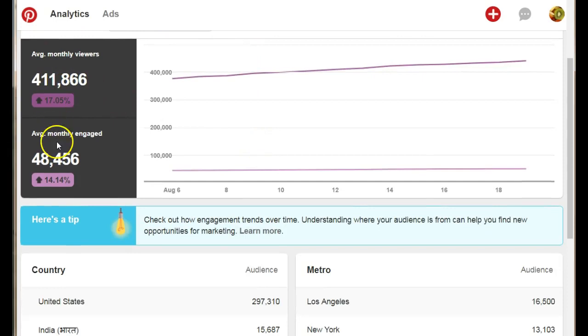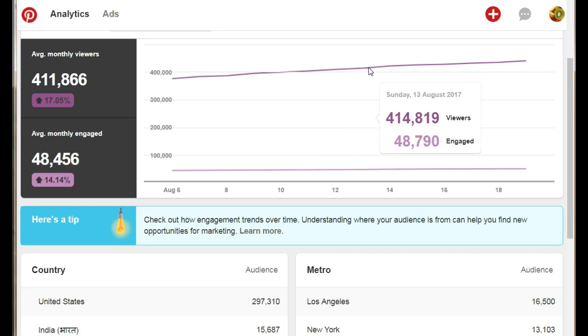So this data on the left side here says that my monthly viewers are 411,000 and my monthly engaged are 48,000. This data is actually from a week back. So on the 12th of August it was 410,000.